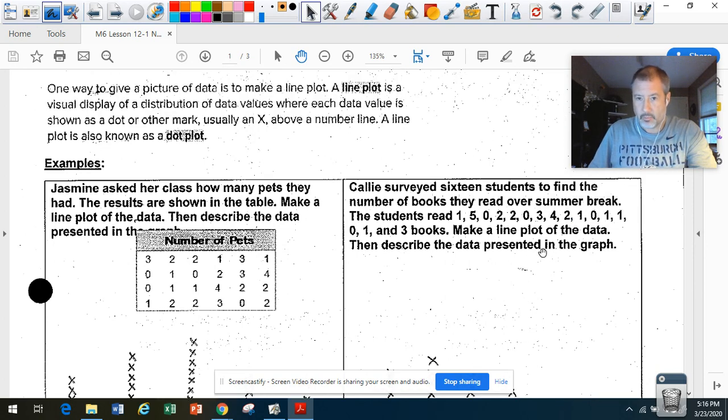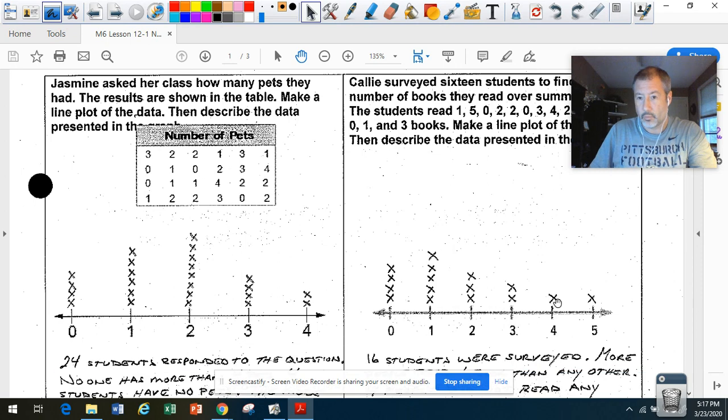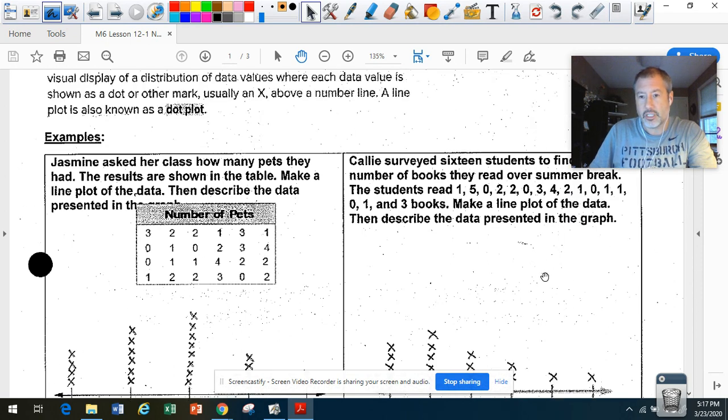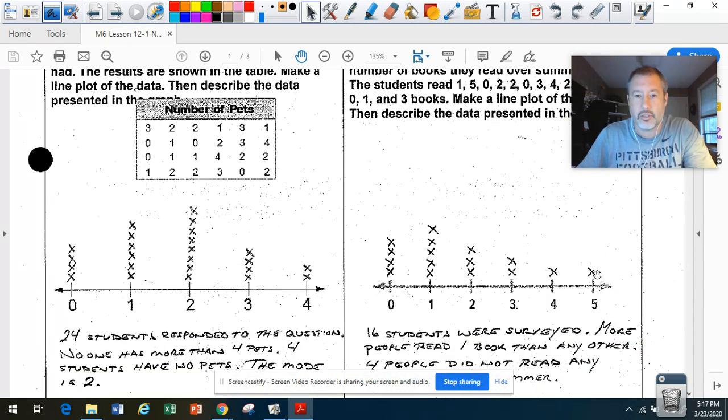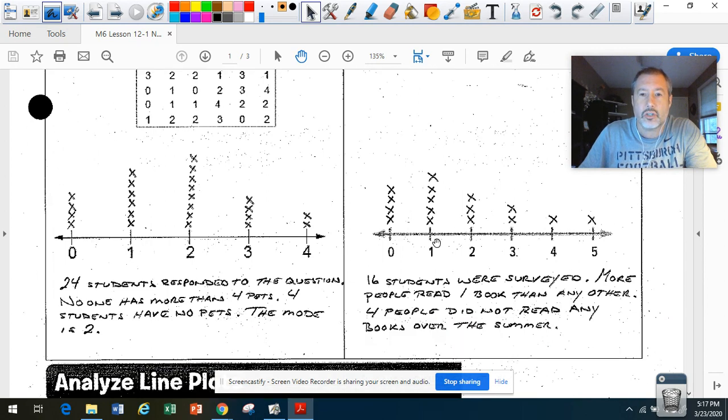Let's look here at number 4. How many students read 4 books? Well, it looks like we just have 1. Which is true, 1 there, and 5, just have 1 here also. So excellent job here. So what are we going to say to describe this information?